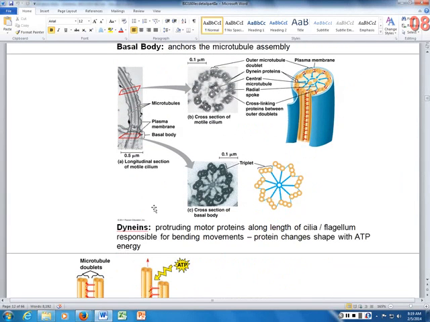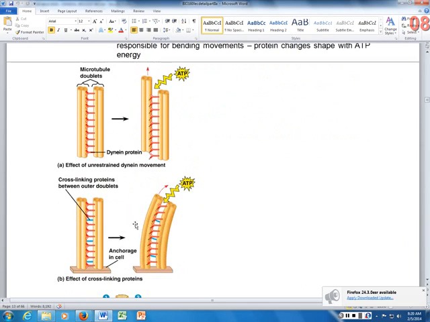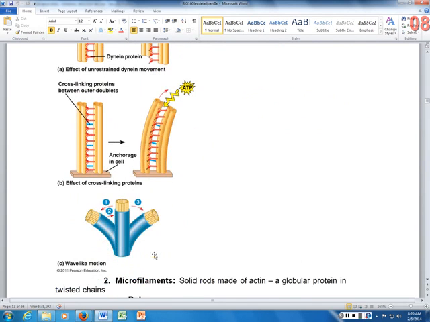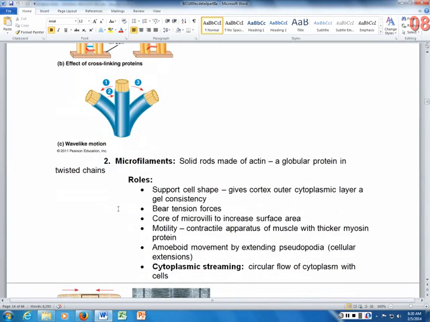Along the length of it, you've got these dyneins that are protruding motor proteins that are going to be responsible for the bending movement. So when ATP binds to those, they basically change shape. So they kind of move like this for changing shape. And that's what allows the sperm's tail to go like this. So this is showing it here, the cross-linking and it bending. And this is showing it doing a wave-like motion. So in bacteria, it's a little bit different. Some of them will move in a corkscrew motion, but they use a different protein too.